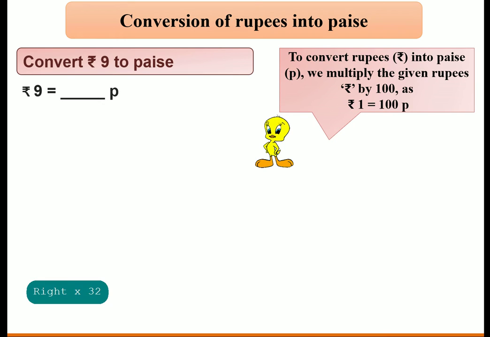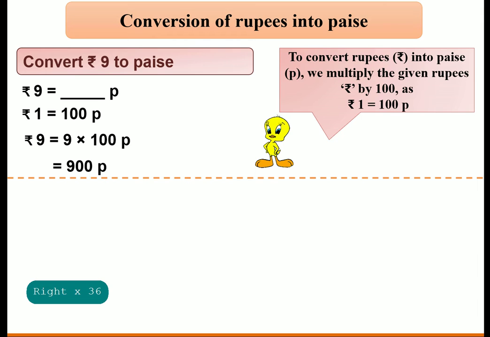So, rupees 9 is equal to dash paise. Rupees 1 is equal to 100 paise. This is the formula. So, we will multiply 9 by 100, and we will get 9 into 100. Just put 2 zeros after 9. We will get 900 paise. Very good. 900 paise. It means 9 rupees is equal to 900 paise.